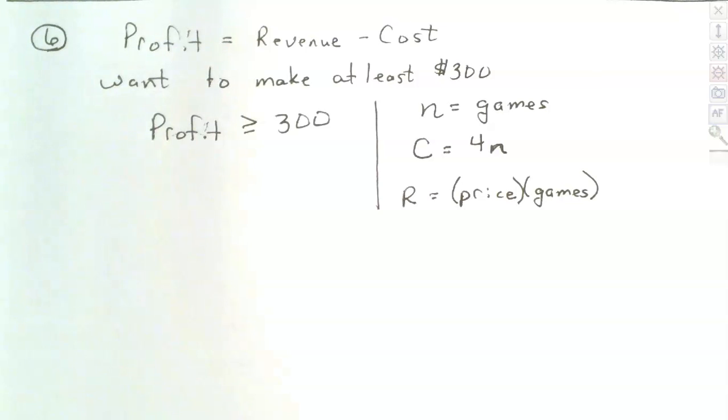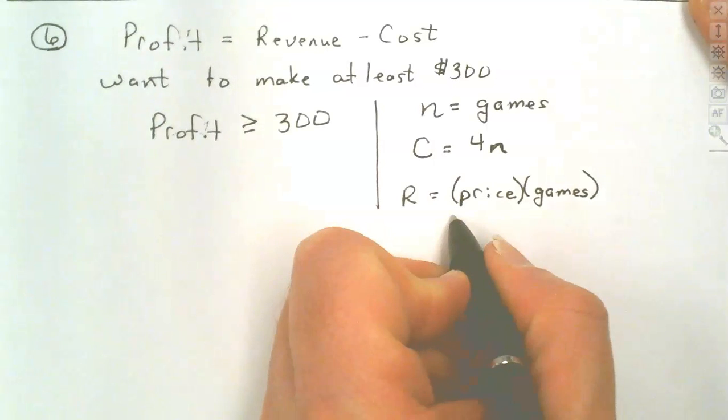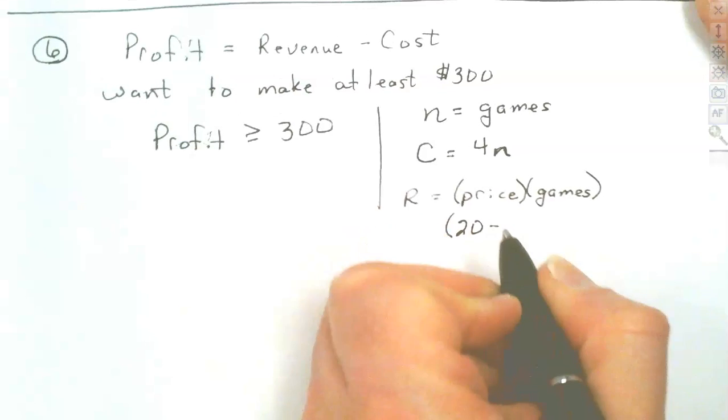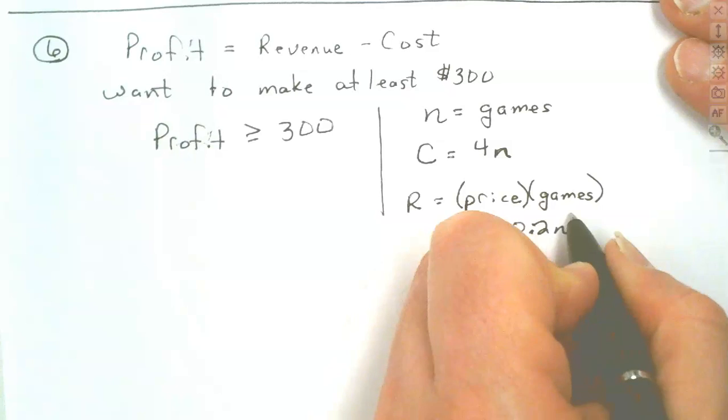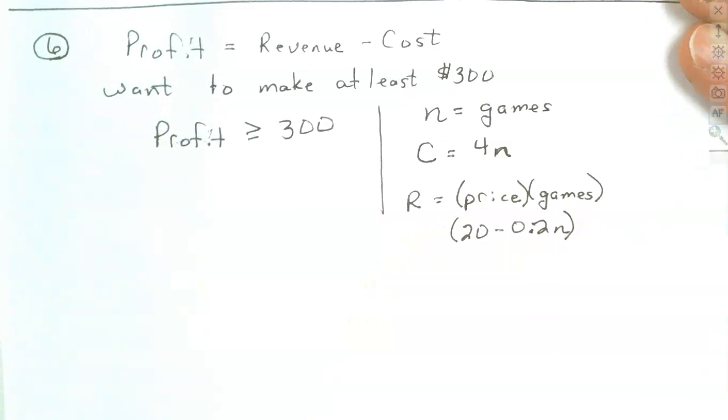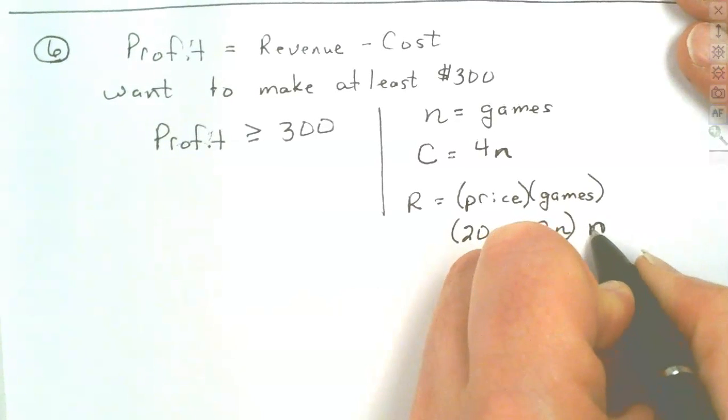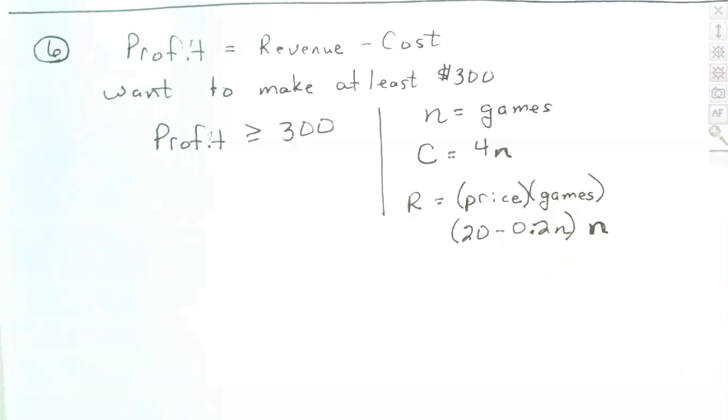So how do we determine the price? Well, the price is 20 minus 0.2N. So that is your price. Now we still have to multiply that price by N because N is the number of games that I sell. And again, as I decrease the price, the number of games that I sell goes up. If I lower that price too much though, then I don't make any money because my margins are getting smaller. But if I raise it too high, then I don't sell very many games and I don't make money either.